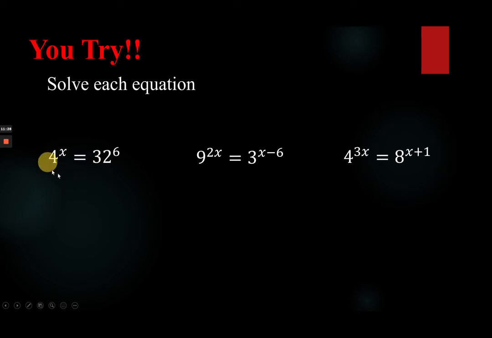Look at your power table. Actually, 32 can be written as a power of 4, 4 to the power of 5. So the other side, the left side, does not change. 32 is actually 4 to the power of 5.